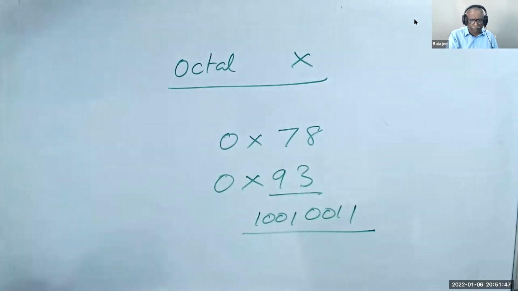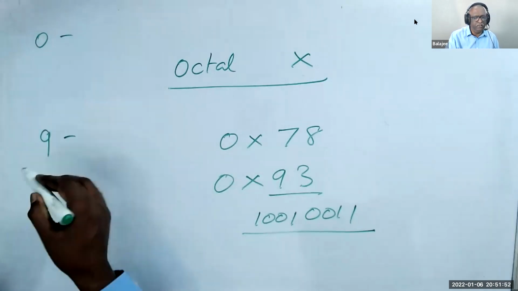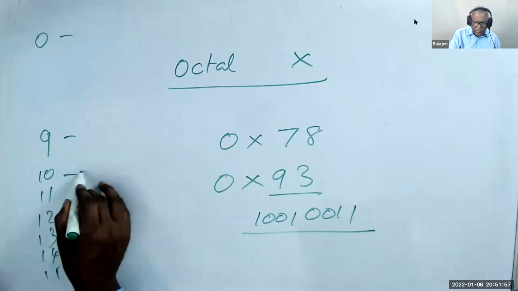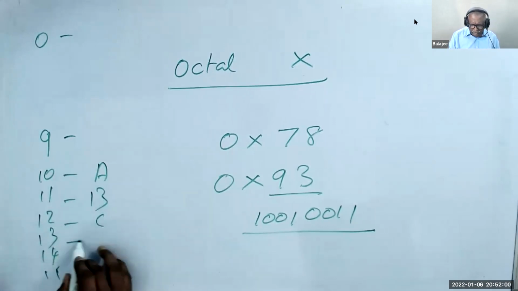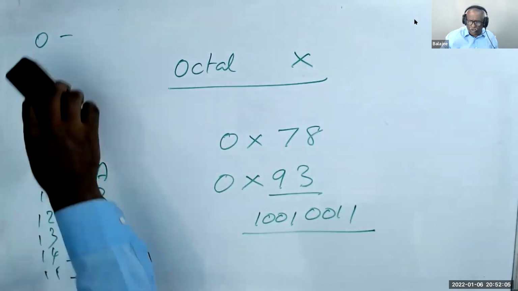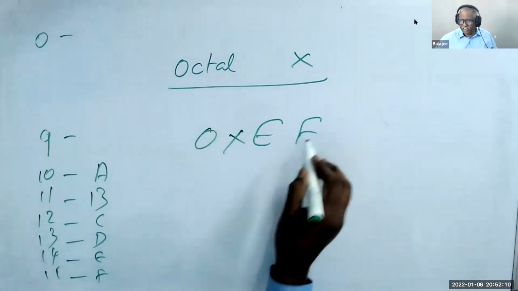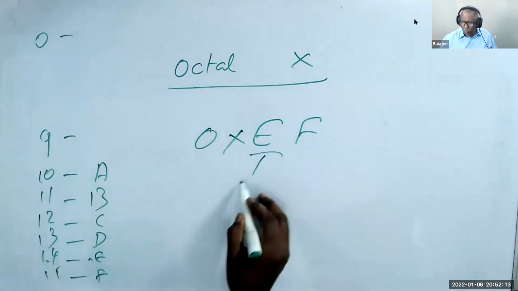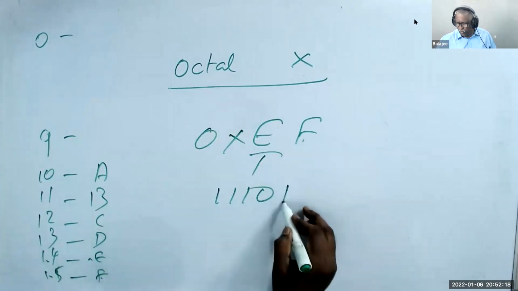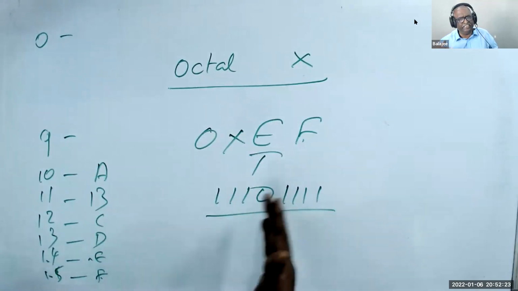Understood? In hexadecimal, 0 to 9 is the same as decimal. But 10, 11, 12, 13, 14, 15 are A, B, C, D, E, F, which are not there in decimal. Decimal is only 0 to 9. In hexadecimal, I can write 0xEF. E means 14, that is 1110. F means 15, that is 1111. That's why I requested you to watch the number system videos. You'll be able to understand this fast.